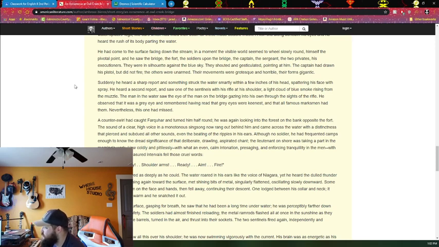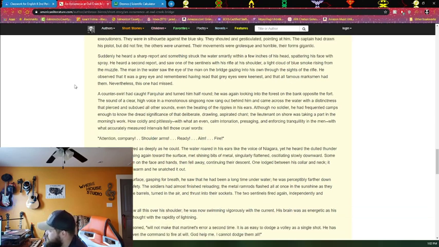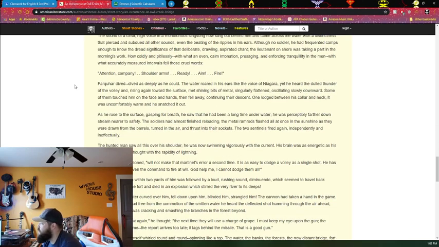Some of them touched him on the face and hands and fell away, continuing their descent. One lodged between his collar and neck. It was uncomfortably warm, and he snatched it out. As he rose to the surface, gasping for breath, he saw that he had been a long time underwater. He was perceptibly farther downstream, nearer to safety.